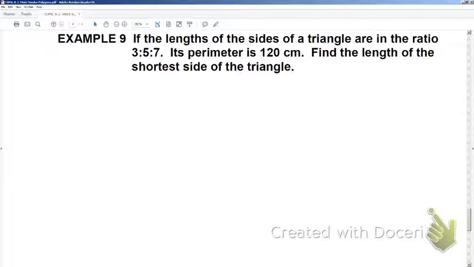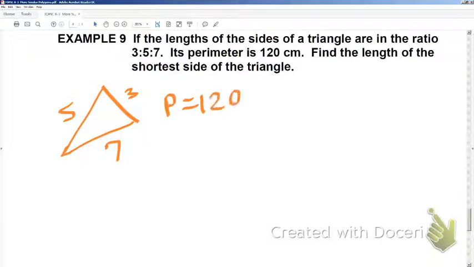Okay, this is the last part of the assignment on example 9. It says if the lengths of the sides of a triangle are in the ratio 3, 5, 7. So I'm just going to draw a triangle. I'll put 3 on the smallest side, 5 on the second, and 7 on the longest side. I also know the perimeter is 120 centimeters. It's asking me to find the length of the shortest side of the triangle.